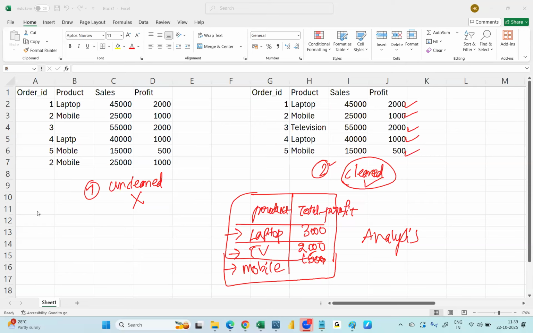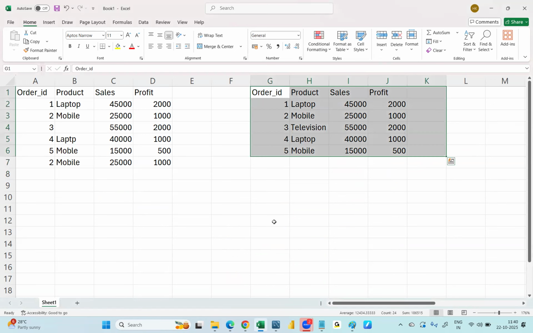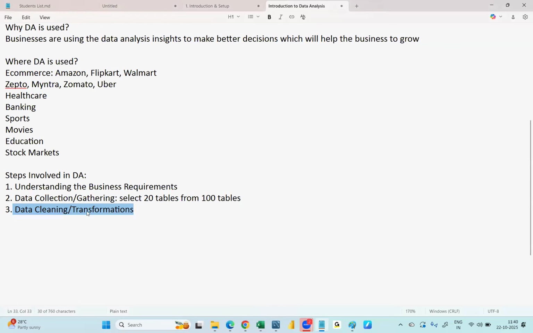Let me just remove these things. Once the data is cleaned enough, this process of creating the second table from the first table is where I have applied the step called data cleaning or transformation. So by the end of the third step, I have very clean data with me, which is ready for my analysis.